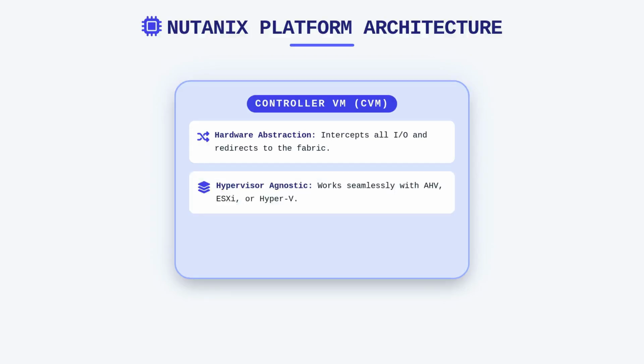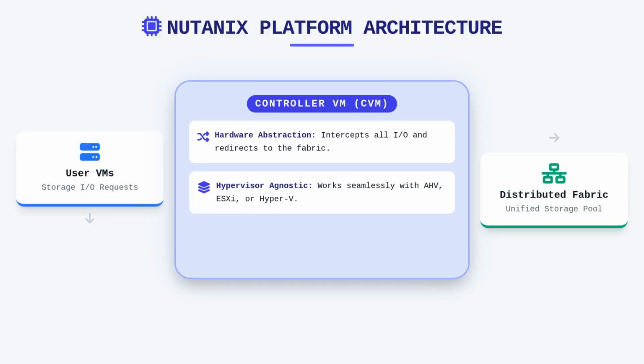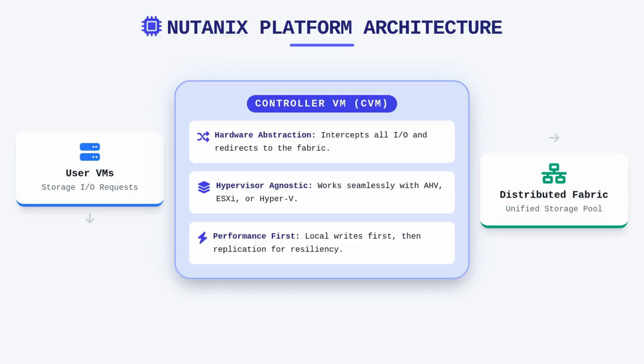Because the CVM runs as a guest, it remains agnostic of the underlying hypervisor, be it AHV, ESXi, or Hyper-V, ensuring a consistent operational experience. Communication between the user virtual machines and the fabric happens through a dedicated virtual switch, keeping storage traffic isolated and optimized. When an application writes data, the CVM ensures that local copies are written first to maximize performance before replicating those blocks to other nodes for resiliency.